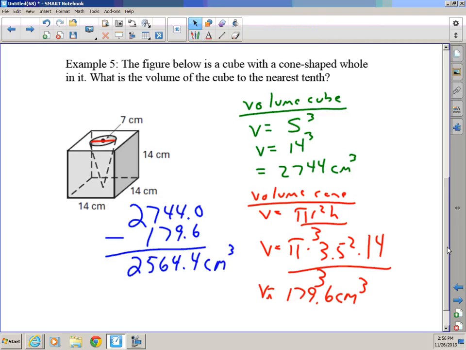Okay? So to summarize what we did today, we figured out in a more straightforward situation the volume of cones, and then in a couple of other situations, composite figures involving cones and other figures that had hollowed out parts that involved cones.